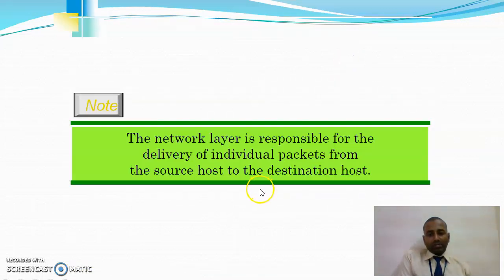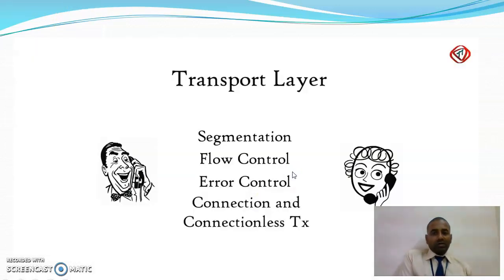So the network layer is responsible for the delivery of the individual packets from source host to the destination host. Next we enter into the transport layer. The transport layer is a very important layer. It is managing the transport from one to another, right?